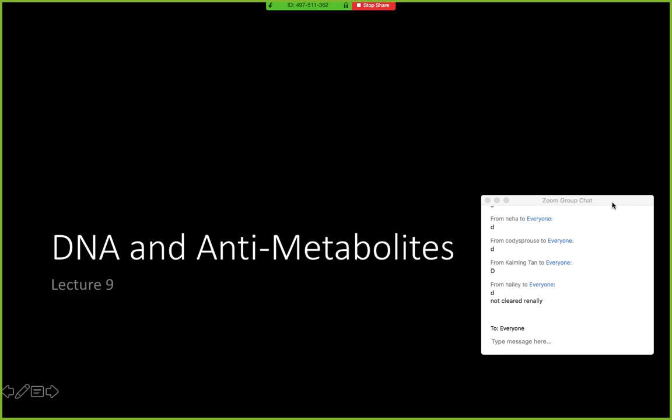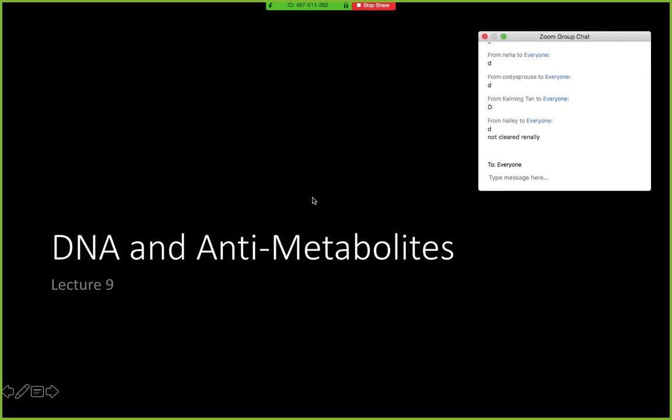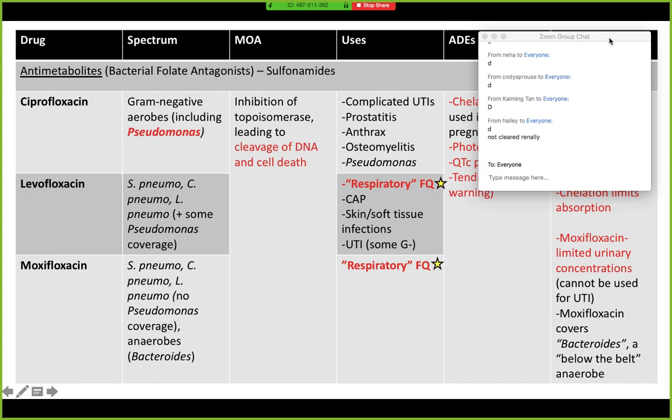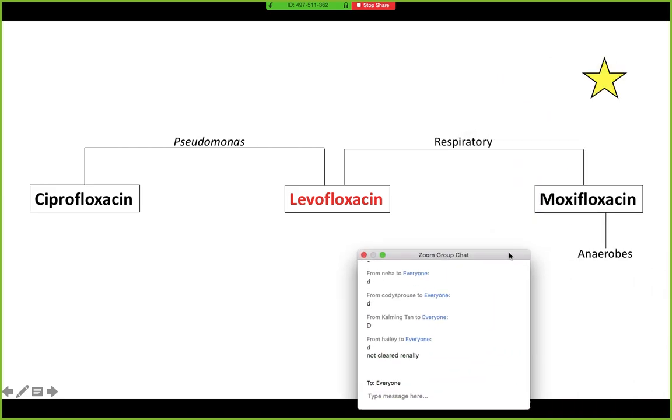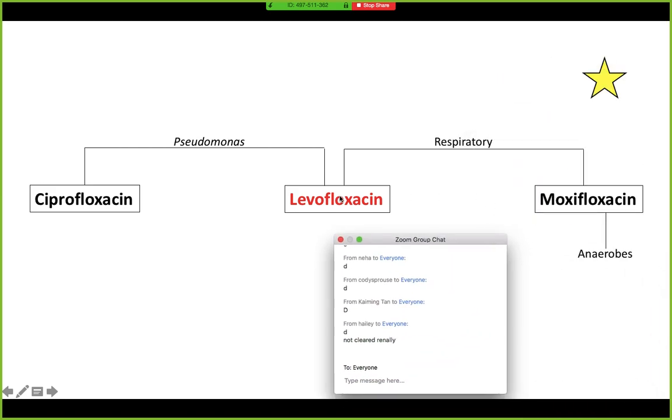Okay, one more here. Okay, so DNA and antimetabolites. All right, I'm going to go ahead and skip to this right here. So be able to draw this out on your exam. You'll get at least one question testing your knowledge of this.